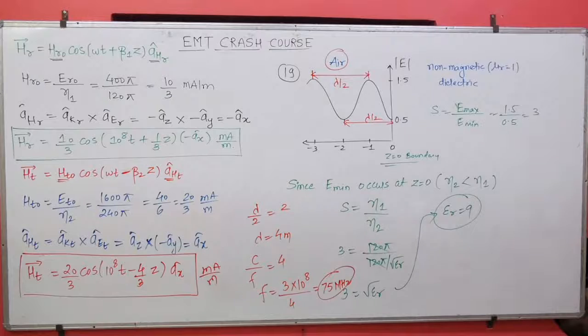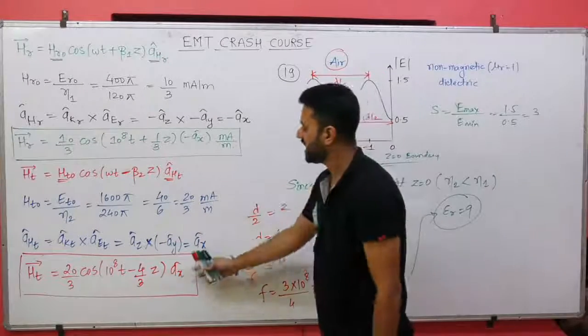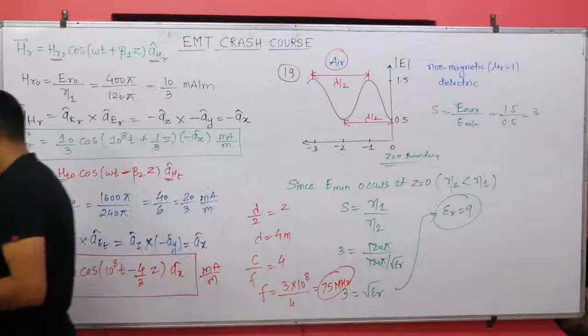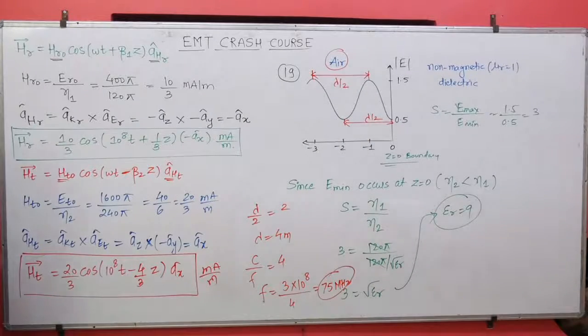What to explain? I am not getting your question, Lakshmi. Milliampere per meter, it is already there in milliampere per meter. Everything we have calculated in milliampere per meter. Then what is left in this explanation?